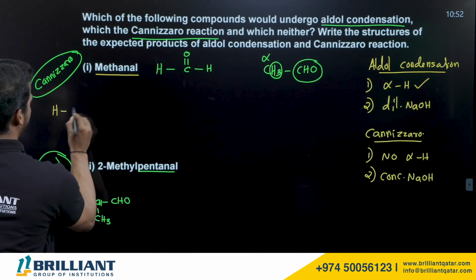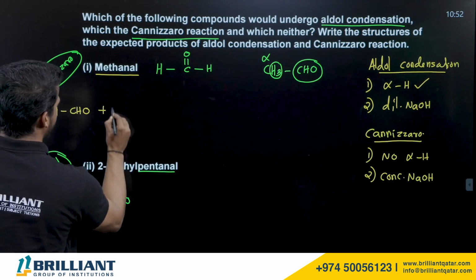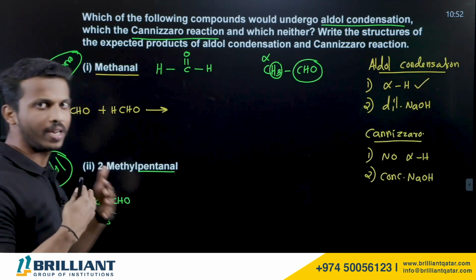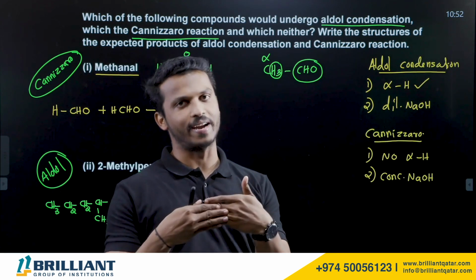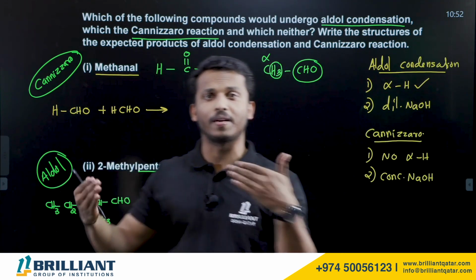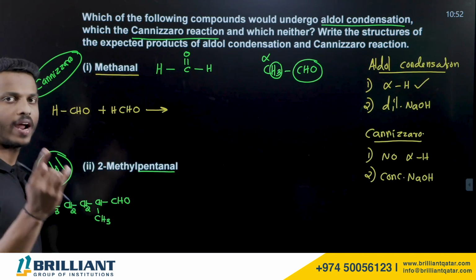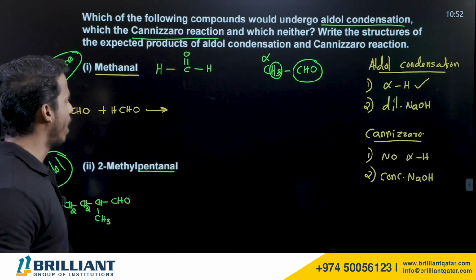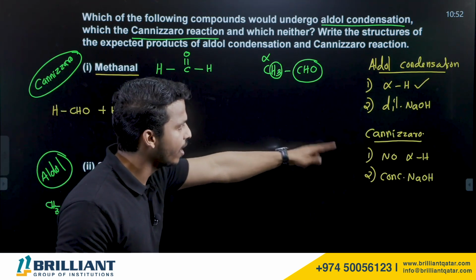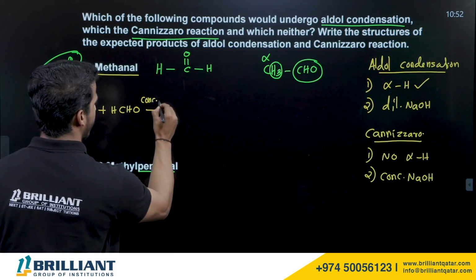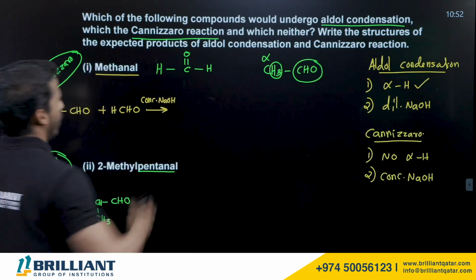Methanol. So let me take HCHO plus HCHO. Dear student, Cannizzaro reaction is the reaction between two same aldehydes. So methanal is there; let me take one more methanal. It's very easy to write the product. Don't forget to write the main component on the arrow. I told you Cannizzaro reaction happens in the presence of concentrated base, so let us write concentrated NaOH.